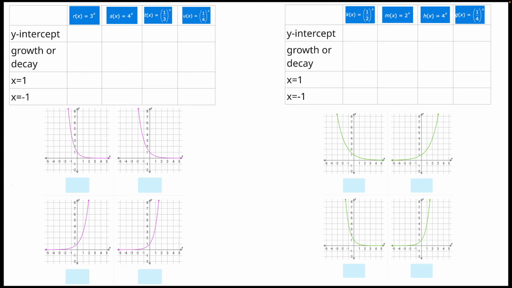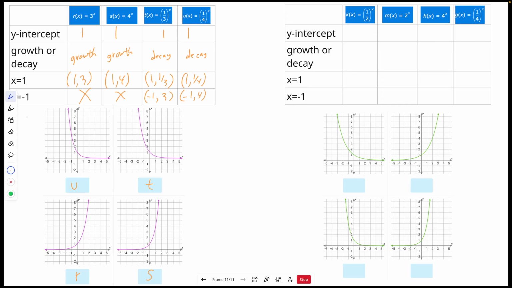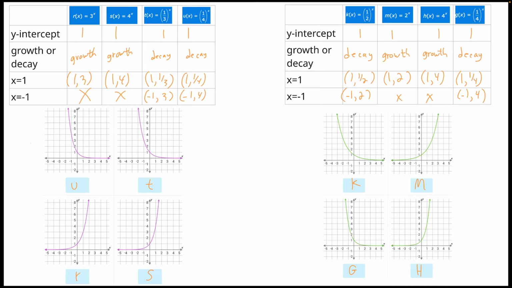Okay, now that you've had time to work these problems, let's check your solutions. For the first problem, here is the table filled out and the correct solutions. And for the second problem, here is the work and the final answers.